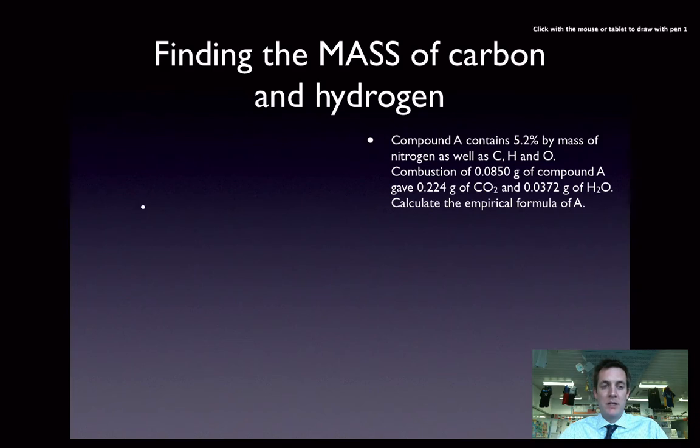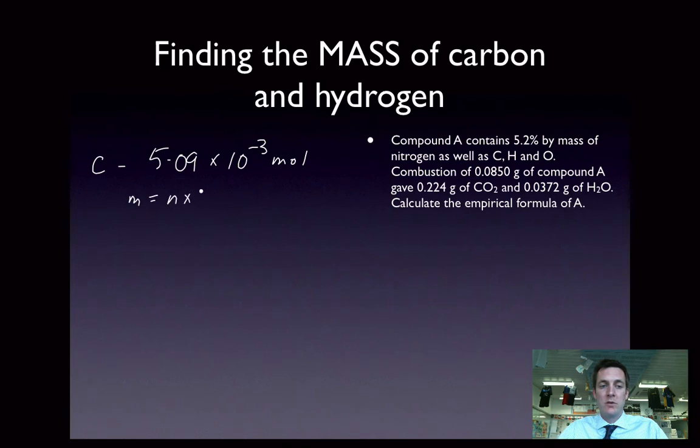We're going to find the mass of carbon. Well, we just found that there were, so this is carbon here, we found that there were 5.09 times 10 to the minus 3 moles in the substance, and if we multiply that by its molar mass, because the mass is equal to the number of moles times the molar mass, then that is going to equal 5.09 times 10 to the minus 3 multiplied by 12.01, and that is equal to 0.0611 grams. Okay?